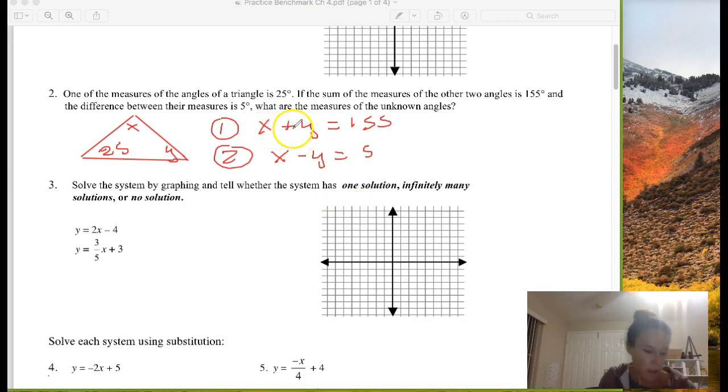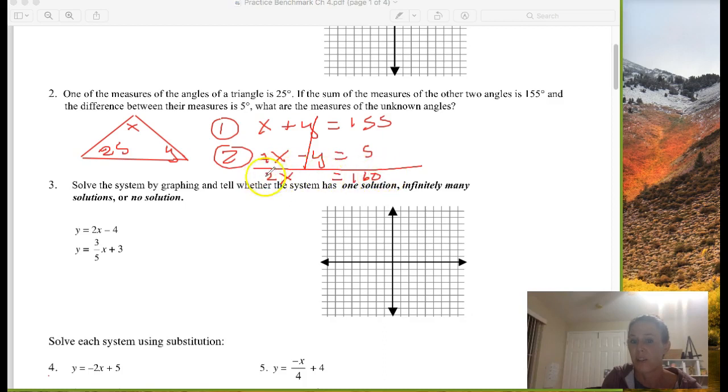So you could solve this by substitution or you could solve this by elimination. I'm going to go ahead and go with elimination here. Okay, if I do elimination, I'm just going to add these two. I'm not even going to subtract them because if I add these two equations together, the x's are going to be 2x's. X plus x is 2x. The y's will fall out if I add them. That's why I chose to add, because the y's will fall out. Y minus y is 0. Bring down the equal sign, and then 155 plus 5 is 160.